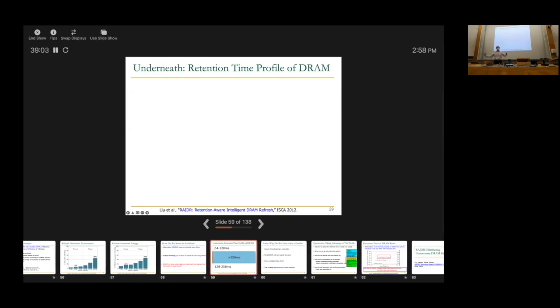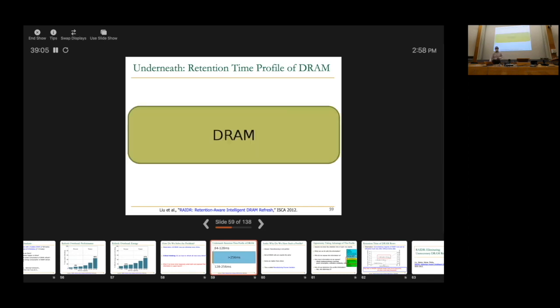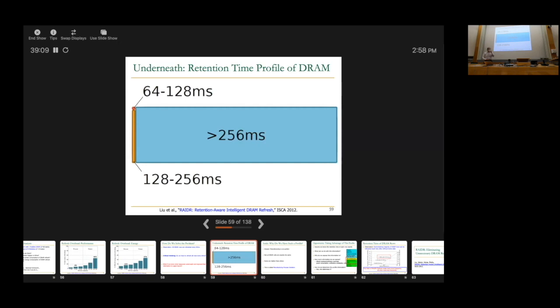If you look at the retention time profile of DRAM, it looks like this. So this is all of your cells. And this is how much they can retain data for. So most of the DRAM can retain data for more than 256 milliseconds. Only a fraction of the cells have to be refreshed every 64 milliseconds. So this is the distribution, basically. This is what the distribution looks like. An overwhelming majority of rows do not need to be refreshed every 64 milliseconds. But today, we're refreshing everything every 64 milliseconds.